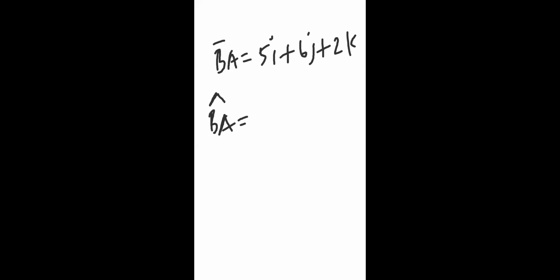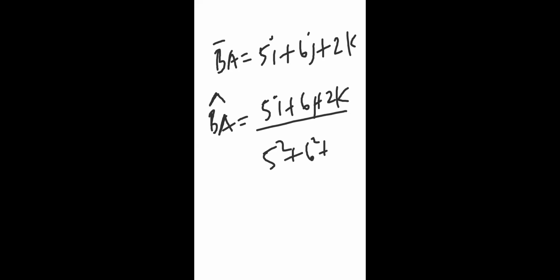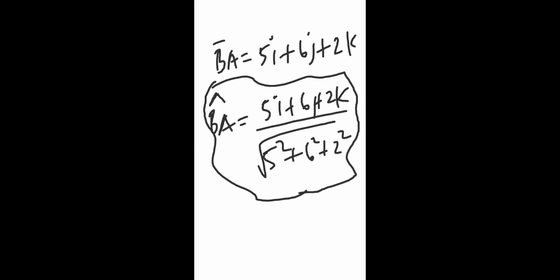So what is the idea? To calculate the unit vector of any vector, you take that vector and divide it by its magnitude. So now this will give you simply the unit vector in that direction. This is the procedure to calculate a unit vector in any direction.